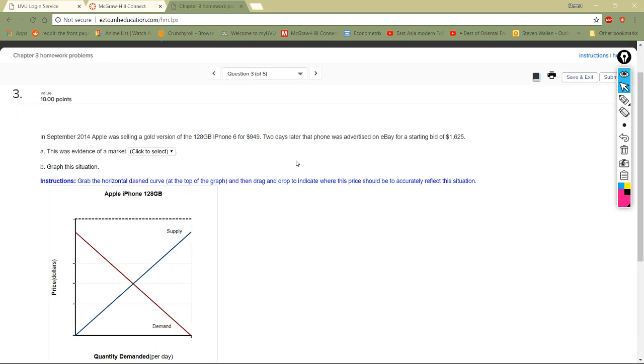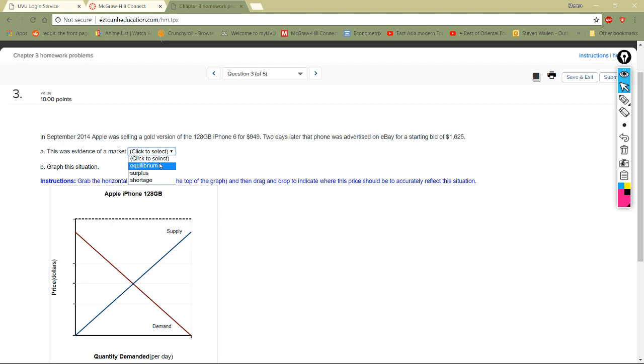In September 2014, Apple was selling a gold version of the 128 gigabyte iPhone 6 for $949. 2 days later, that phone was advertised on eBay for a starting bid of $1,625. This was evidence of what? Okay. Well, if it was selling at $949, but then resold for higher, what do you think was going on? Does that sound like equilibrium? Well, if it was equilibrium, it would still be $949.